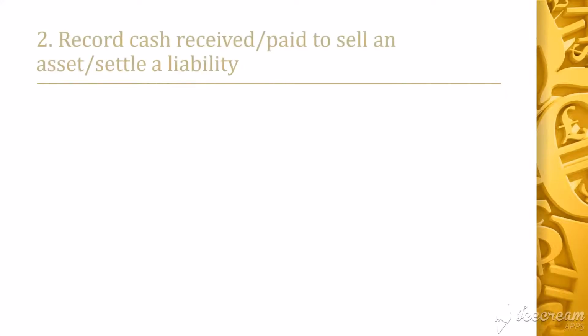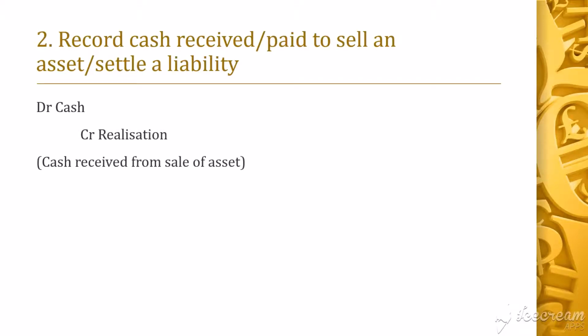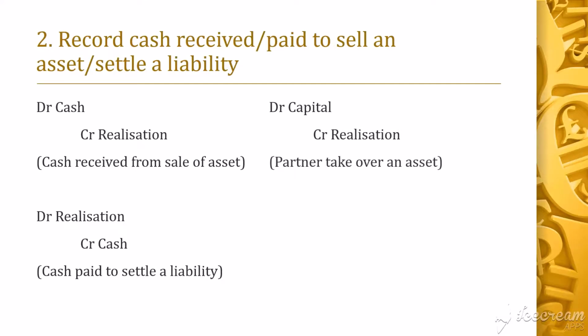Step 2. We will record cash received to sell the assets and the cash paid to settle the liabilities. Debit cash and credit realization to record cash received from selling the assets. To record payment of liabilities, we debit realization and credit cash. Sometimes, a partner may take over an asset instead of selling it. In such cases, we will debit the partner's capital account and credit realization by the value of the asset the partner agrees to take over at.